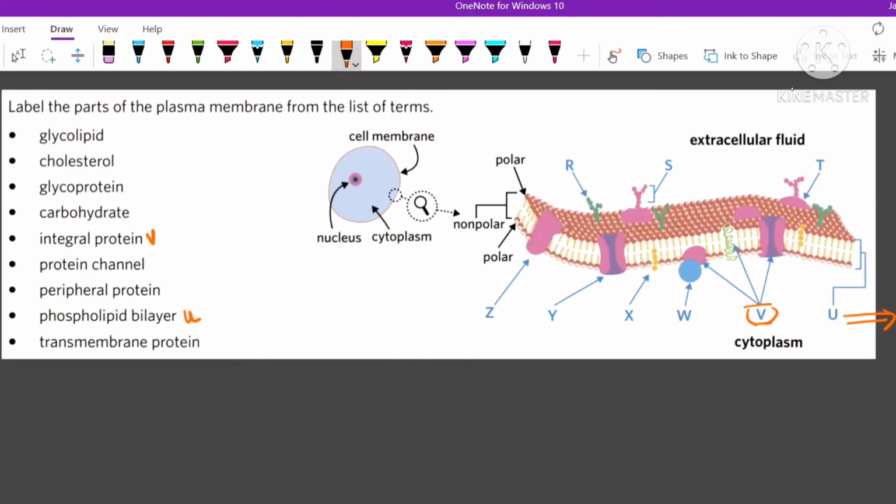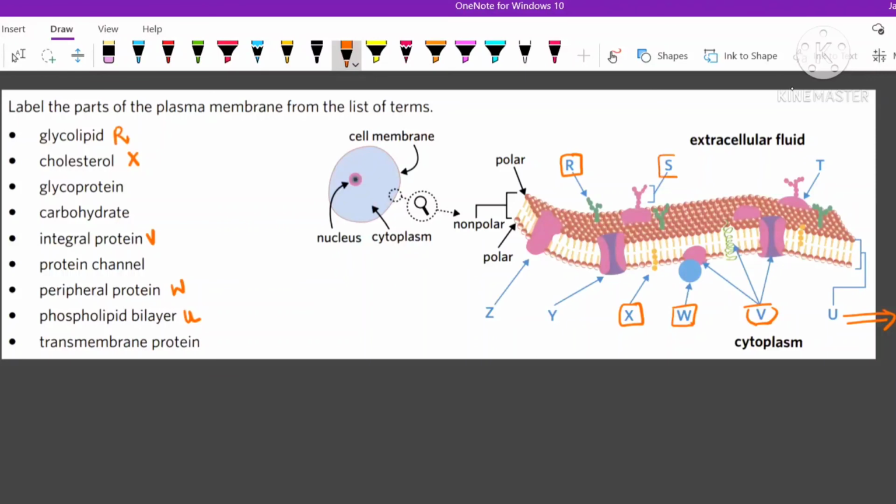Clear, beta? And then what is W? It is peripheral protein, which is present only outside. So you will say this is peripheral protein. So this is W. Clear, beta? Then what is X? Try to identify, this is cholesterol. So X is cholesterol. Clear, beta? Then you do one thing, try to identify this also. Identify R. What is R? I think this is sugar attached to the lipid. So R is your glycolipid.